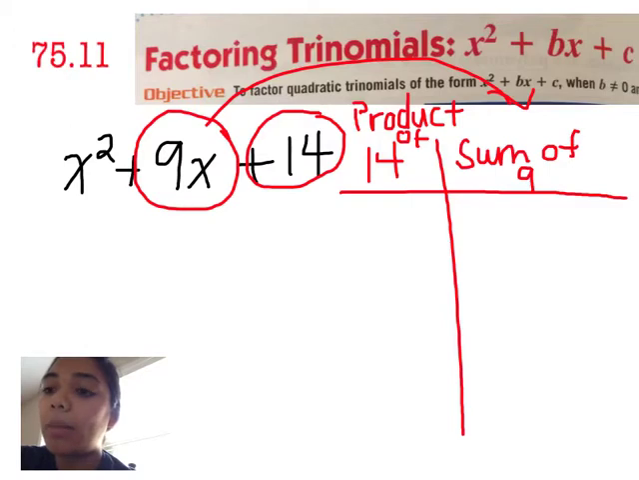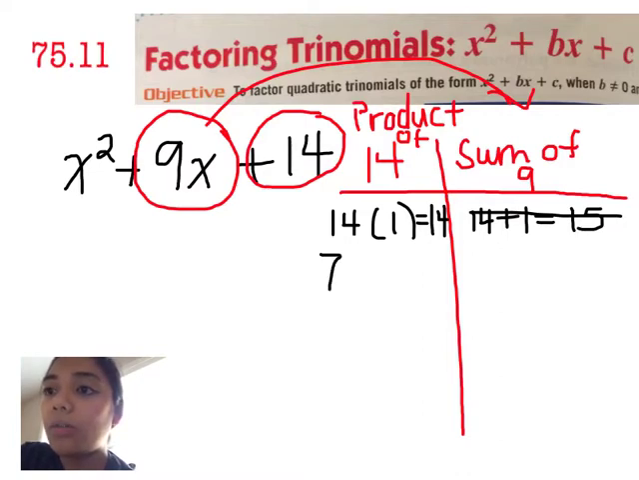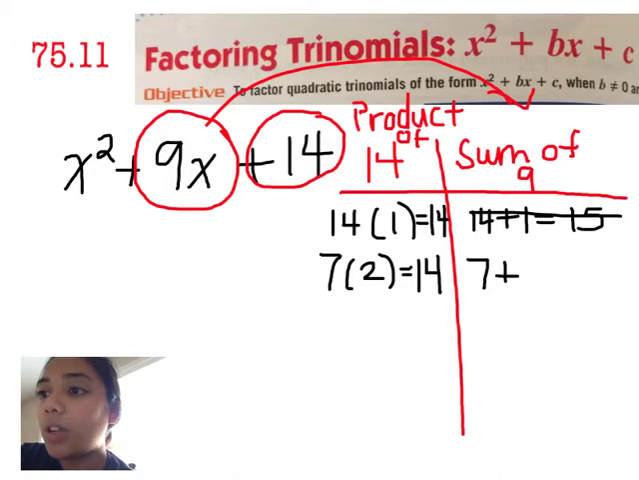Well, that means that I can be multiplying 14 times 1. But when I add 14 plus 1, that gives me 15. So that does not equal the sum of 9. So then what about 7 times 2? 7 times 2 gives me 14. Alright, well, does 7 plus 2 give me 9? Yes.